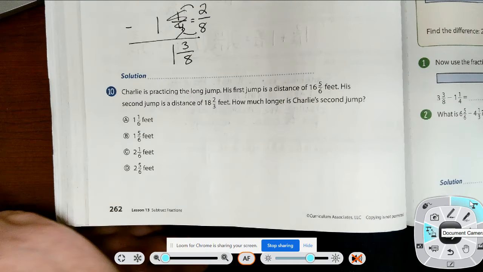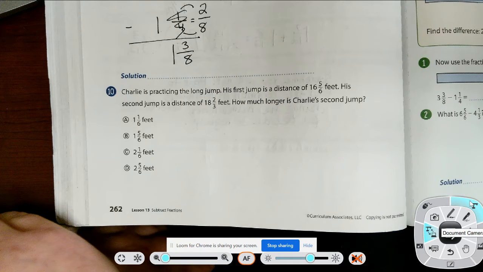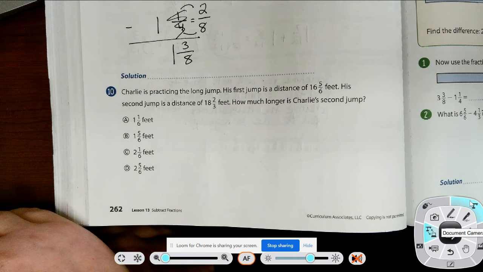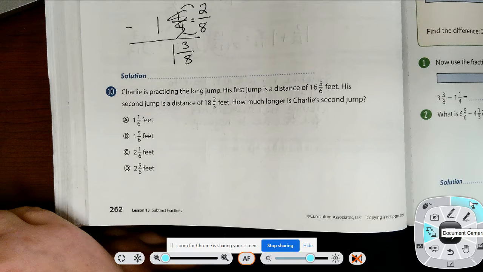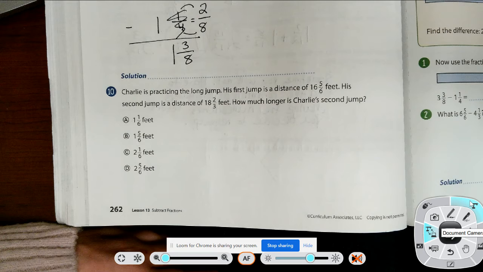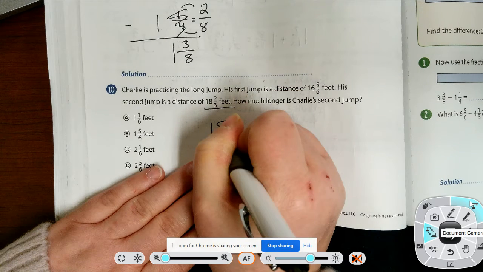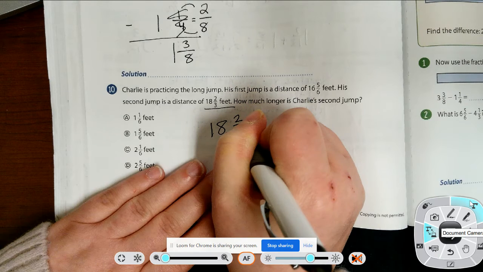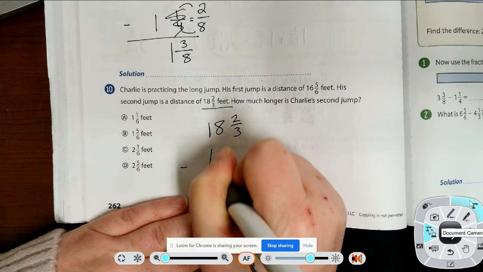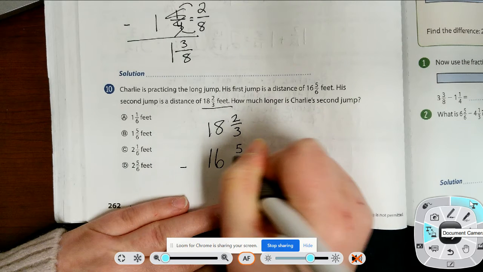Charlie is practicing the long jump. His first jump is a distance of 16 and 5/6 feet. His second jump is a distance of 18 and 2/3 feet. How much longer is Charlie's second jump? So when you're subtracting, you always have to start with the bigger number. So you have 18 and 2/3 minus 16 and 5/6.